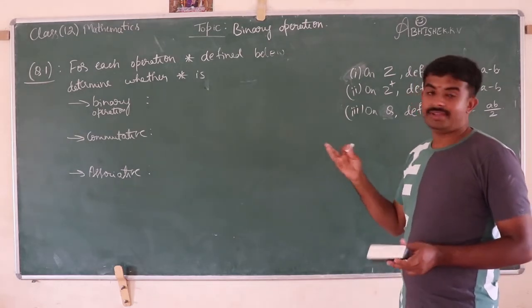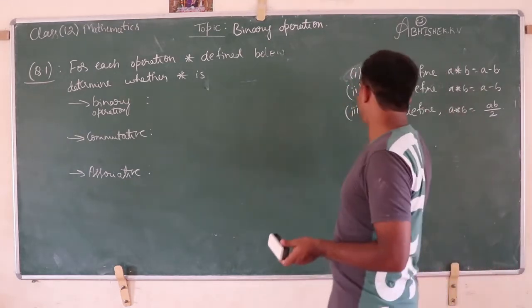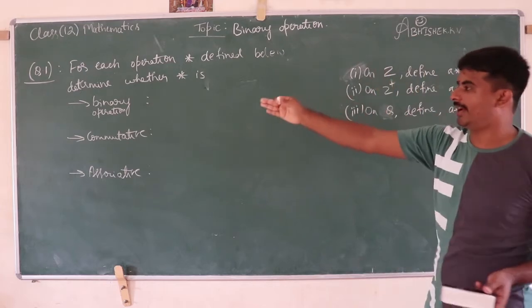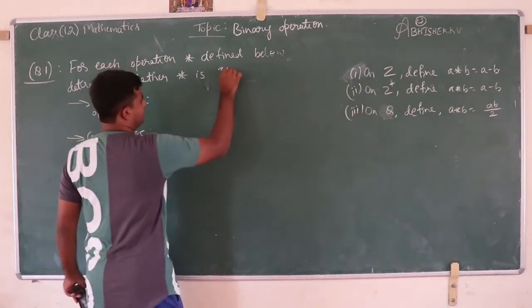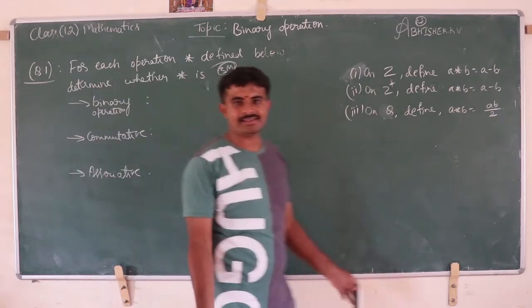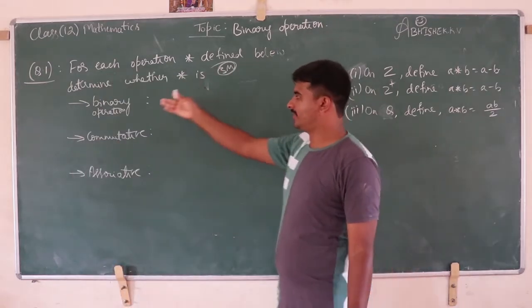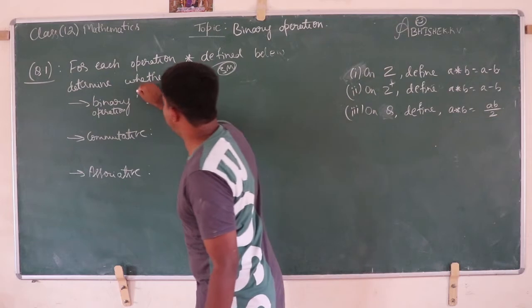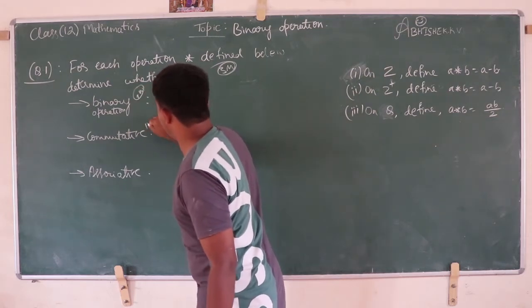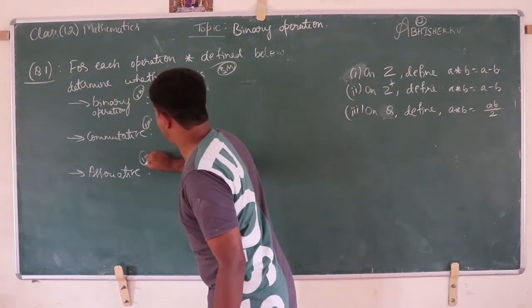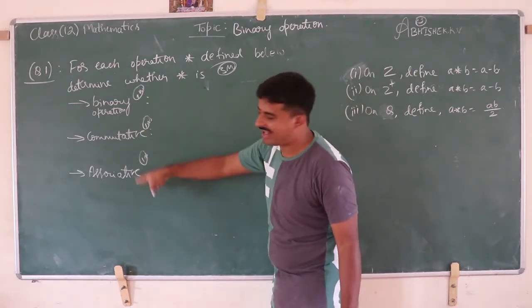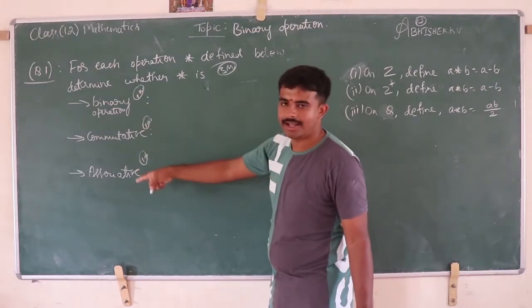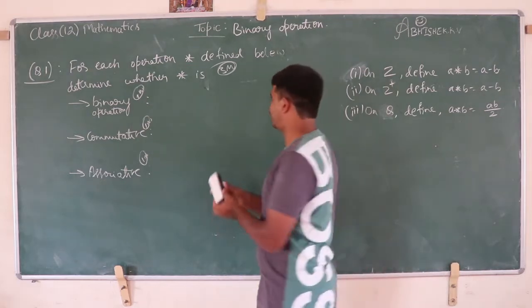And if the examiner asks to verify whether the given function is binary operation, commutative and associative, then it is for 3 marks. If they ask only to verify the given function is binary operation, then it is 1 mark. For commutative, 1 mark. For each, it is 1 mark. Then if they ask all these things, then it is for 3 marks.